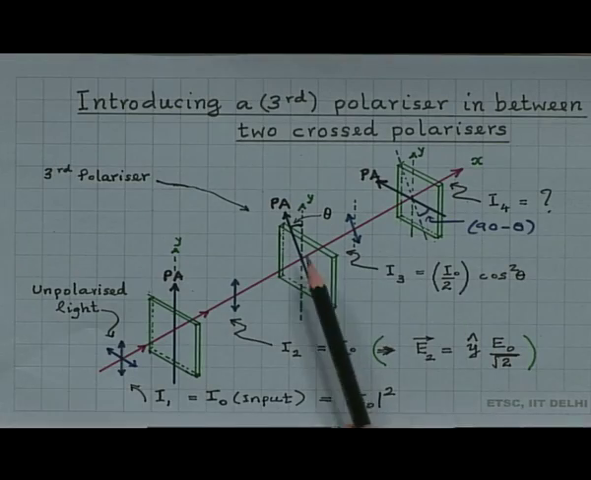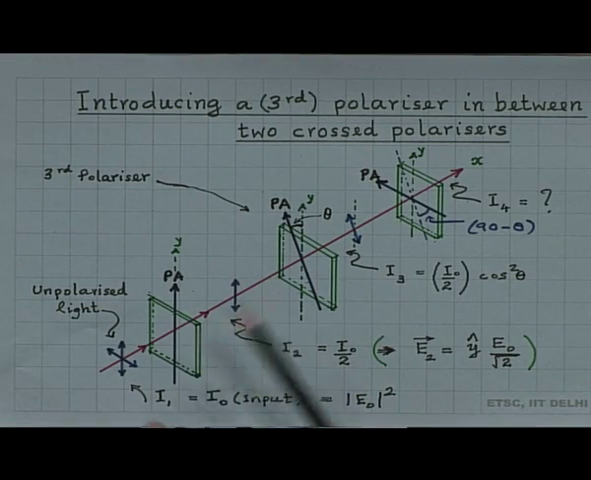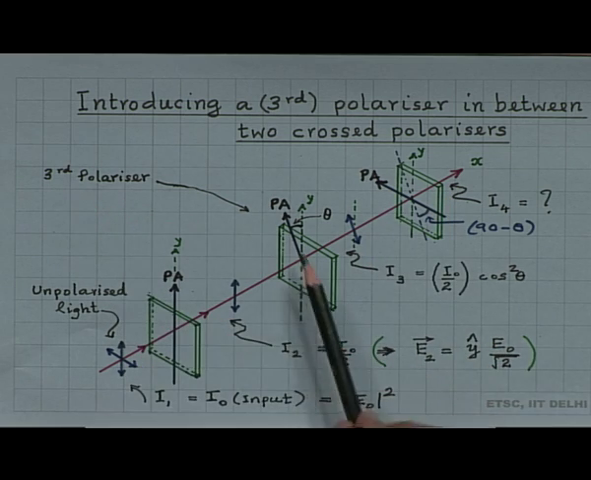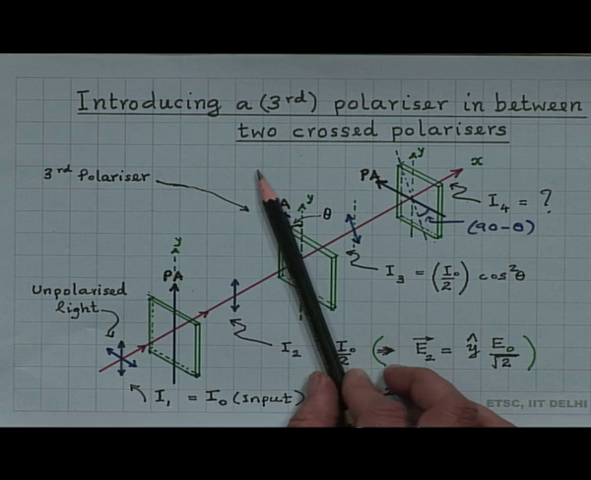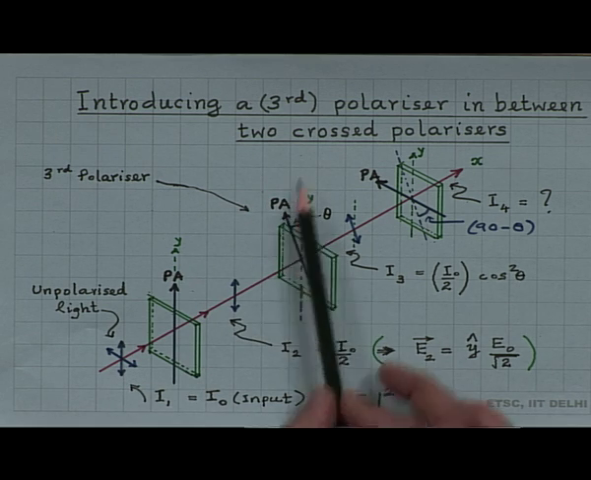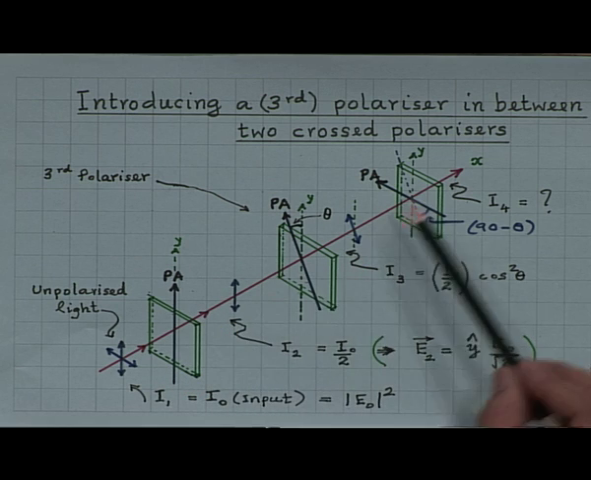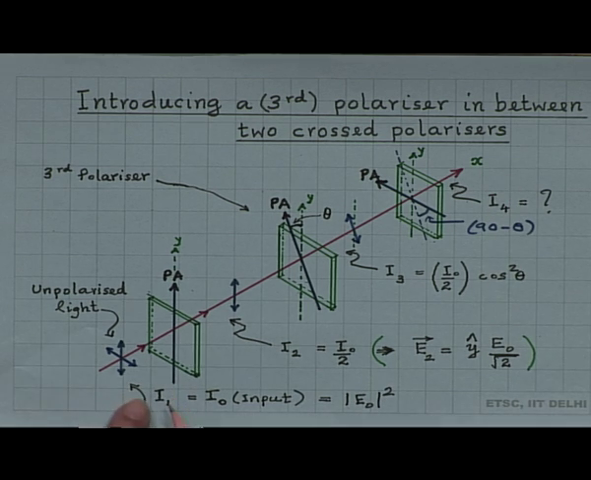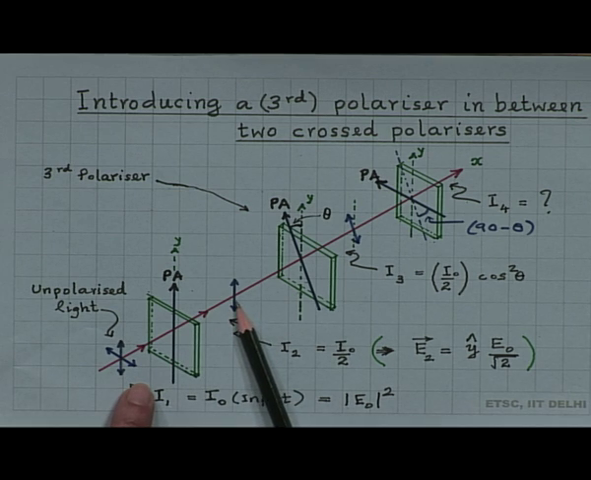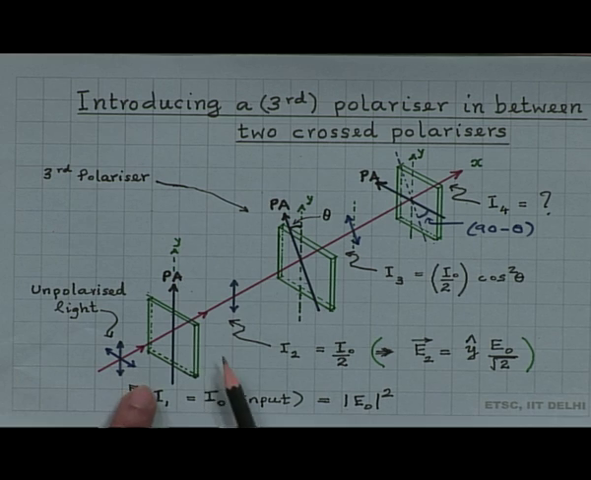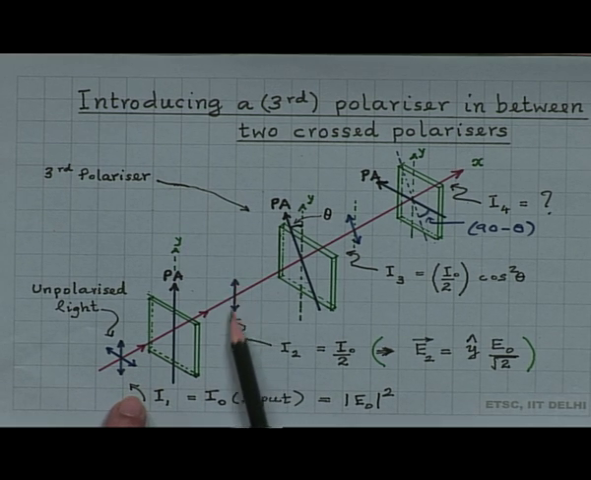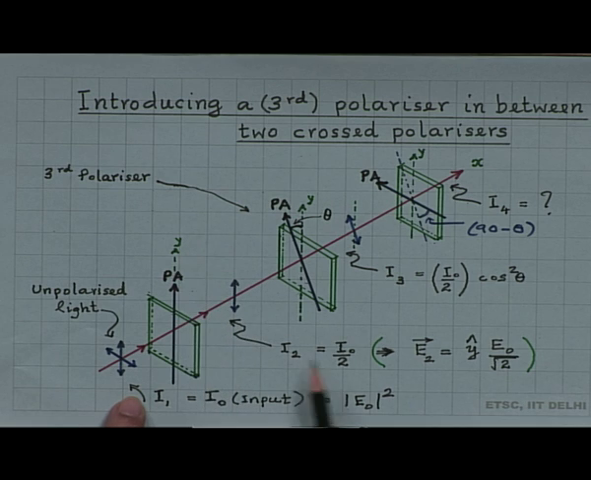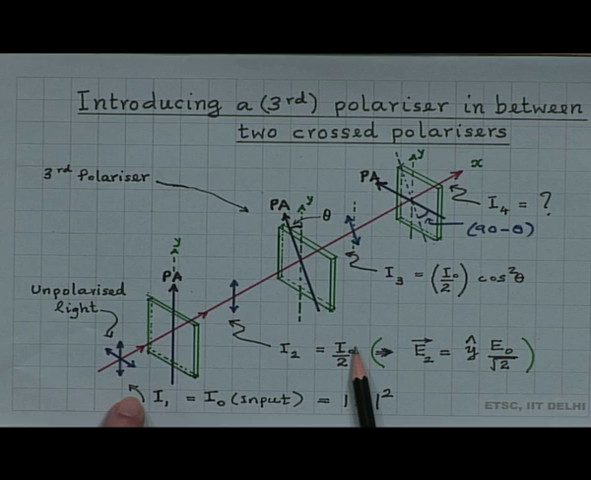Now, if I introduce a third polarizer between polarizer 1 and polarizer 2, with path axis at an angle theta with the y axis, then let us estimate the output intensity. We start with the input. The intensity I 1 is equal to I 0. The intensity I 2 is 50%, because this is a polarizer. So, now we have only the vertical component, that is y polarized light with the intensity I 0 by 2.